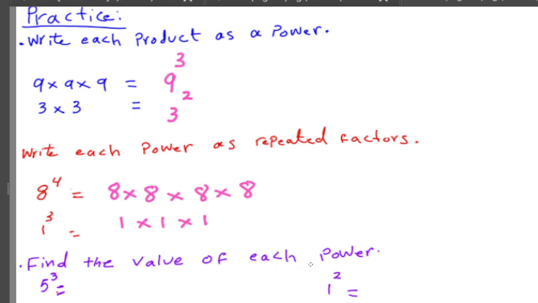Find the value of each power. So here I can write this as 5 times 5 times 5, which is equal to 5 times 5, 25, 25 times 5, 125. 1 squared can be written as 1 times 1.